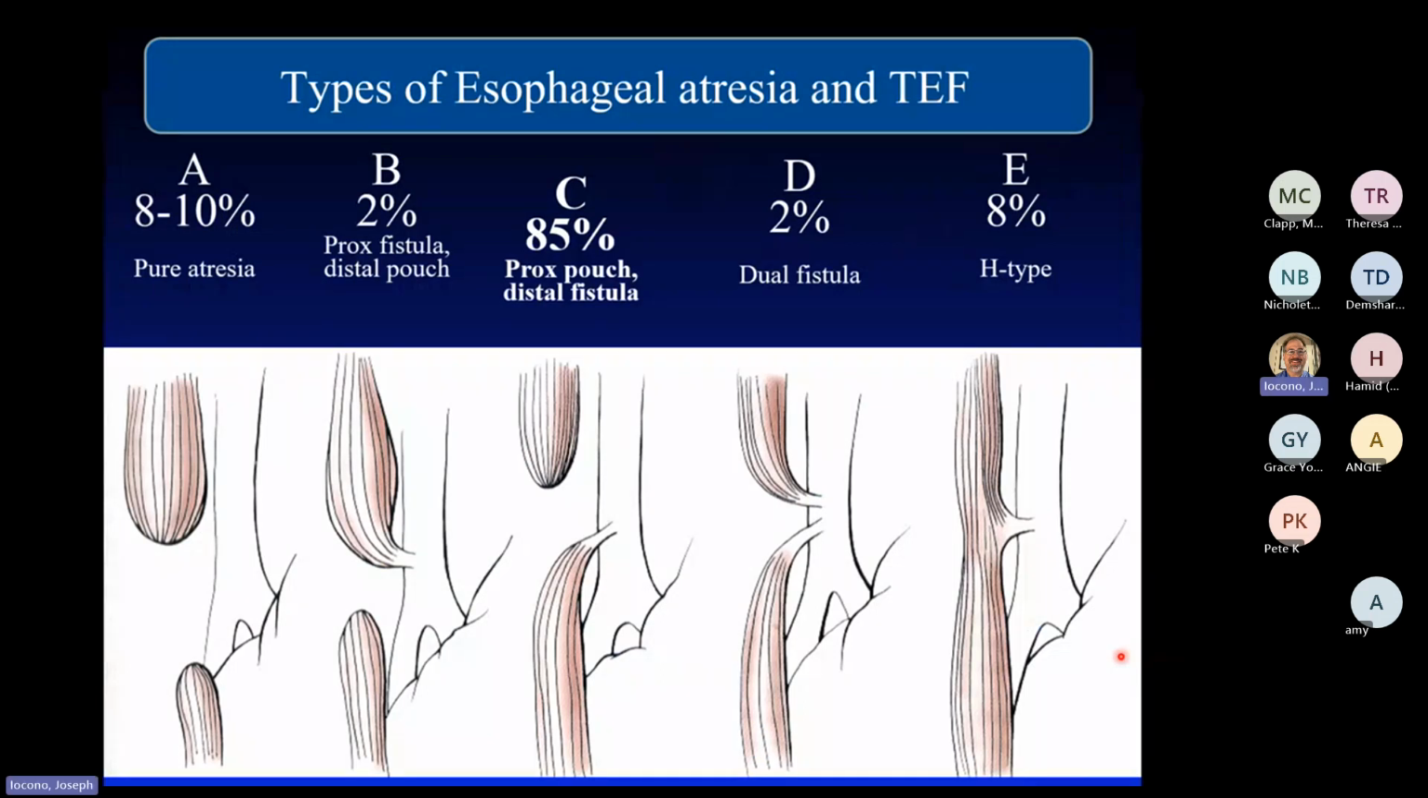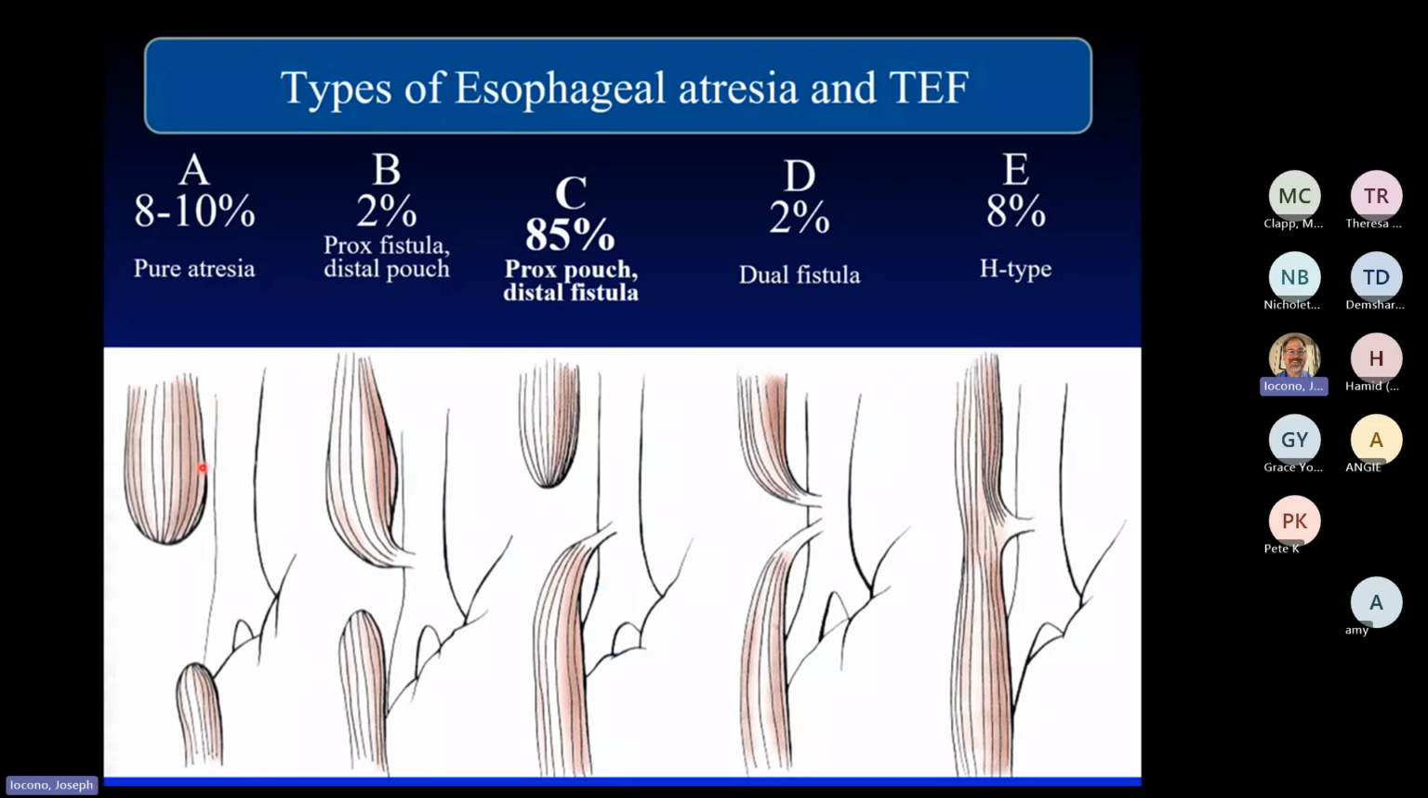Tracheoesophageal fistula with esophageal atresia. Five types. Type C, common: proximal pouch, distal fistula. So you've got an NG tube or OG tube that's coiled and can't go down, and you still have distal gastric air. Instead of swallowing air, they're inhaling air that's going through that fistula.